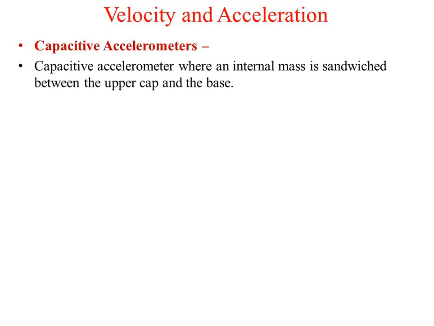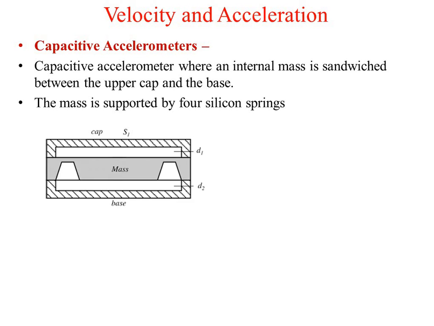So the capacitive accelerometer is where the internal mass is sandwiched between the upper cap and the base. The mass is supported by 4 silicon springs. We will see the diagram so you can understand it. So this is how the mass is there. This is the upper cap, and this is the base. There is a distance between these and this mass. So this is d1 and this is d2.